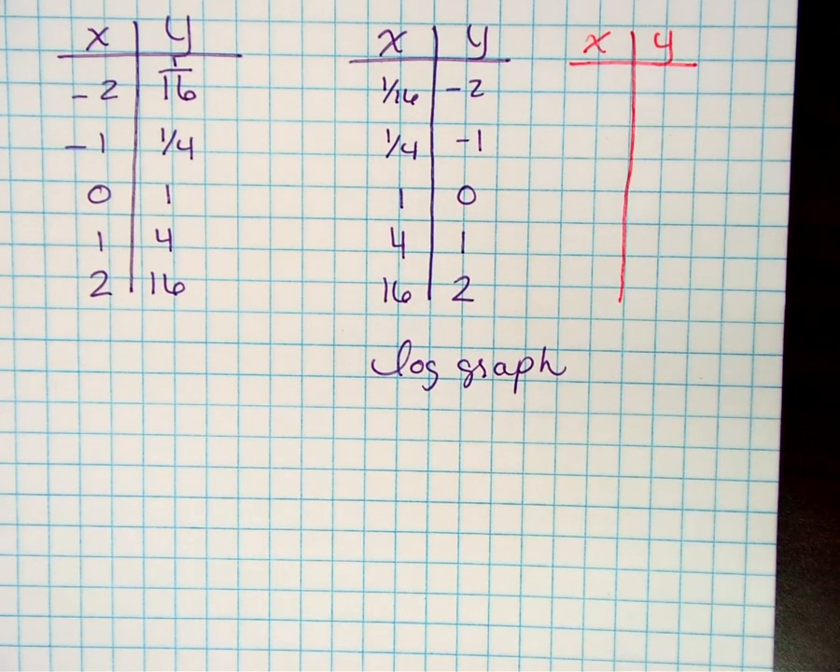Okay, so what are we doing to the x's if we're going 4 units to the right? What are we going to do to the x's? We're going to add 4.